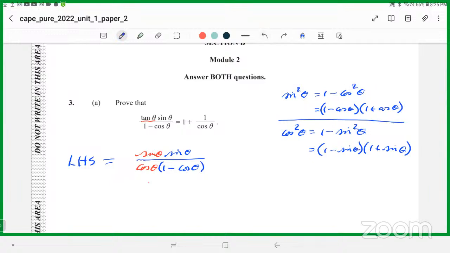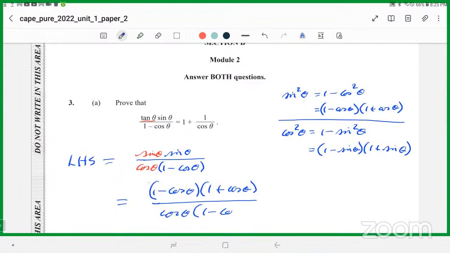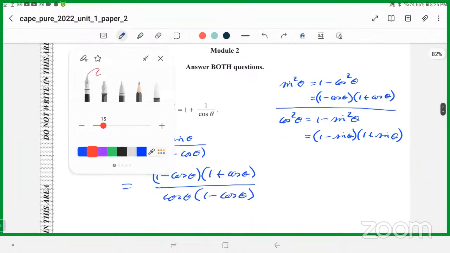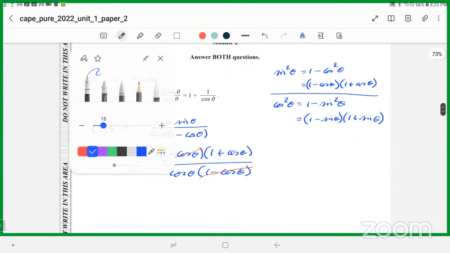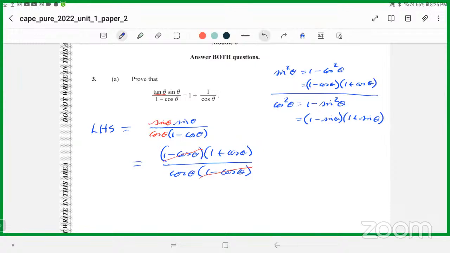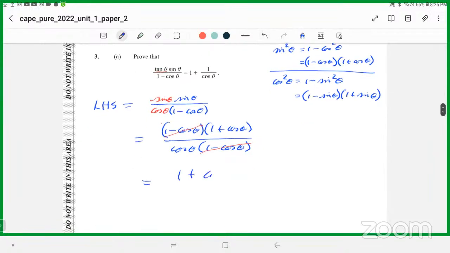So this then becomes the sine squared up here. I'm going to write it as this: 1 minus cos theta and 1 plus cos theta, all over cos theta times 1 minus cos theta. See, that's what this is. The sine squared is equal to this, because this is really sine squared. And then these cancel each other. See? This and this cancel. So now I'm left with this over that, right out here: 1 plus cos theta all over cos theta.